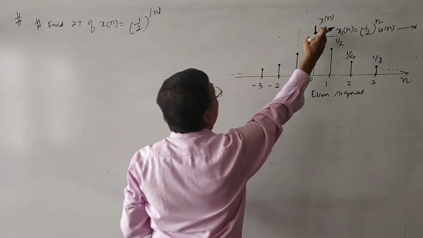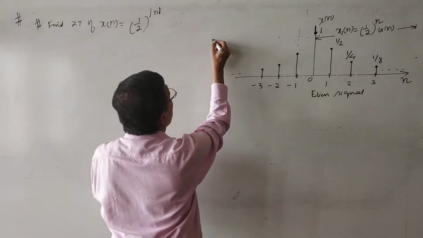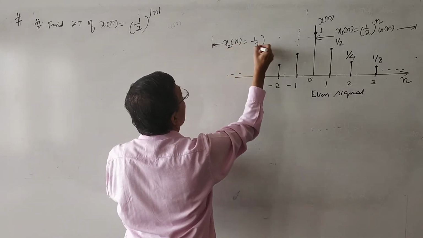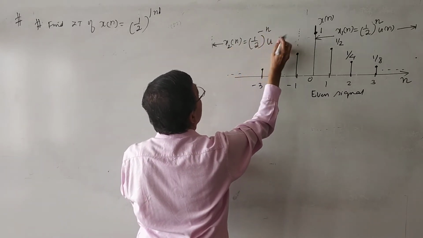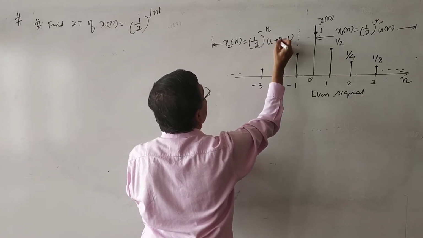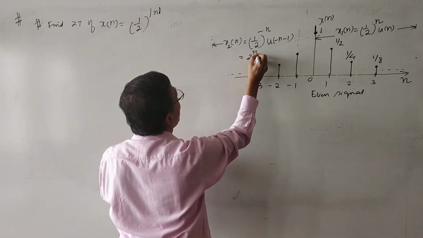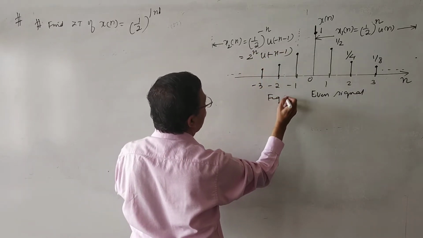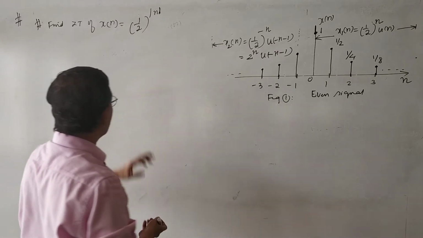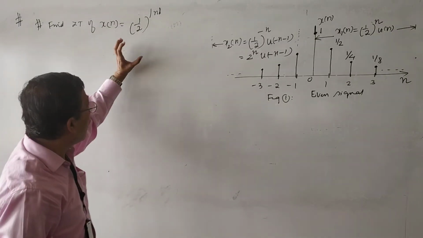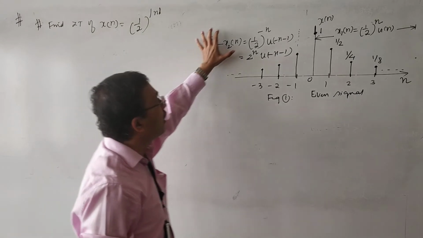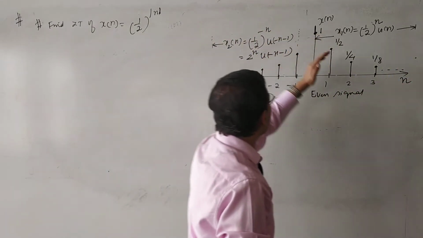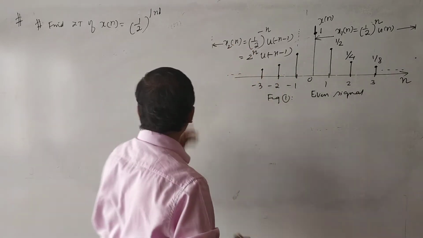The expression for x of n from minus infinity to minus 1 is x2 of n. x2 of n is equal to half to the power minus n u of minus n minus 1, which is the same as 2 to the power n u of minus n minus 1. This I call figure 1. So from the given expression x of n equals half to the power modulus of n, I have written this figure. x of n is equal to x1 of n for positive time, x of n is equal to x2 of n for negative time.